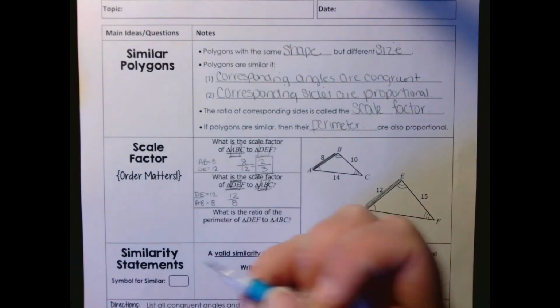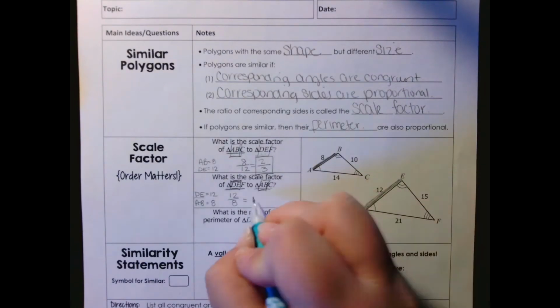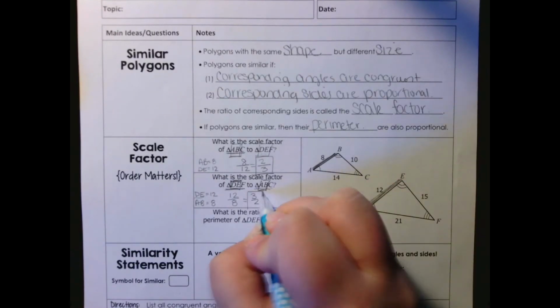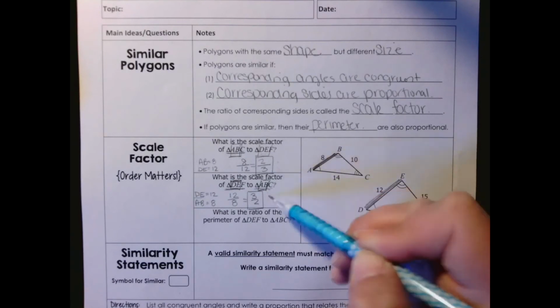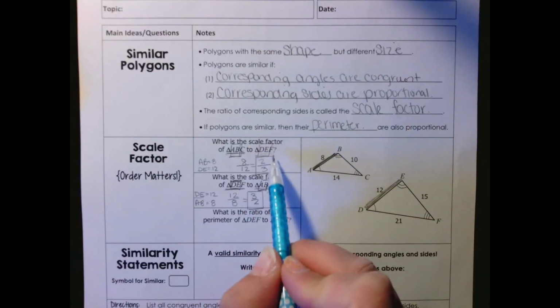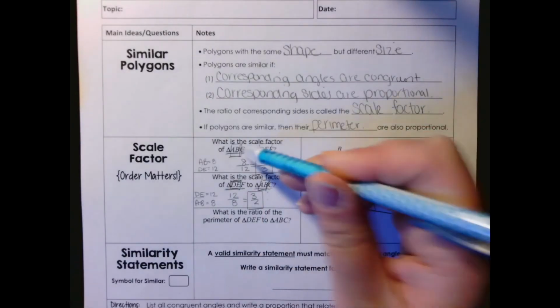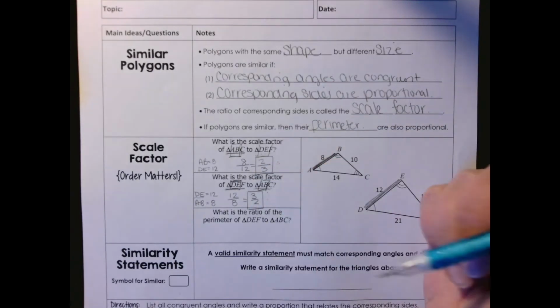And then again, we're simplifying this if we can. We know they're both divisible by 4. So 12 divided by 4 gives me 3. 8 divided by 4 gives me 2. So my scale factor here is 3/2. And you can see that these are just reciprocals because it just depends on which triangle came first. So in this one, 2 is on top because ABC came first. On this one, 3 is on top because triangle DEF came first.